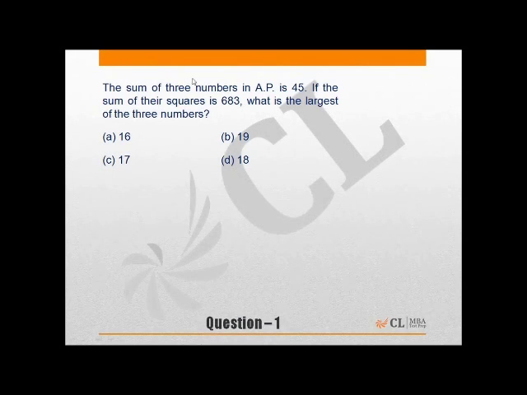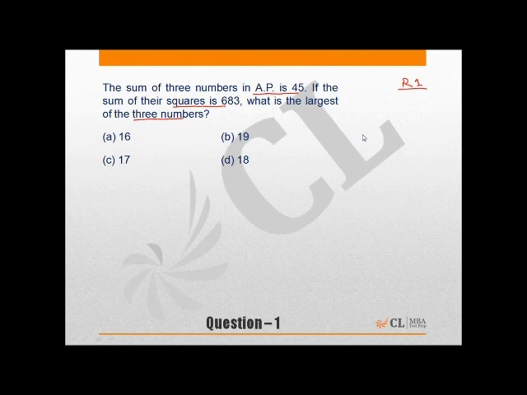Question 1. Sum of 3 numbers in AP is 45. Sum of their squares is 683. What is the largest of the 3 numbers? Simple round 1 question of arithmetic progression. I'm sure most of us have done these kinds of questions a number of times.